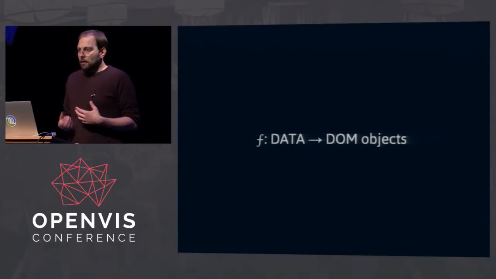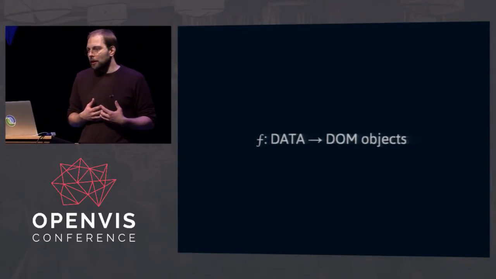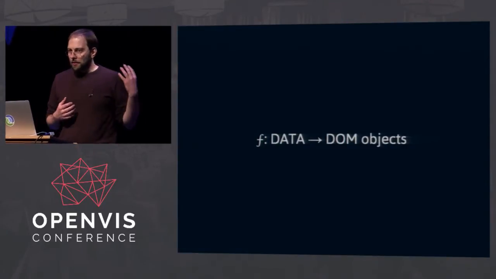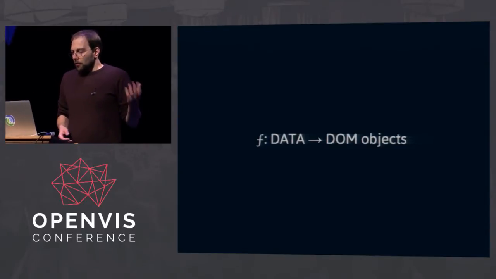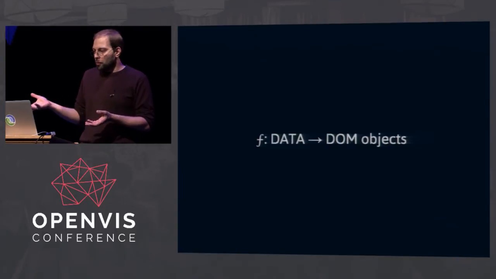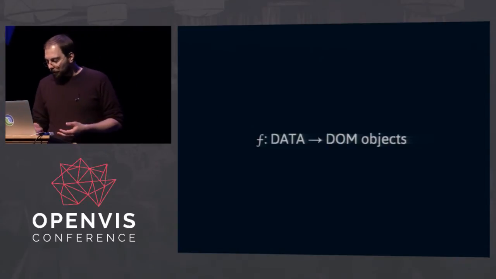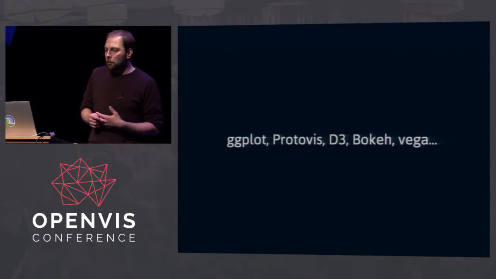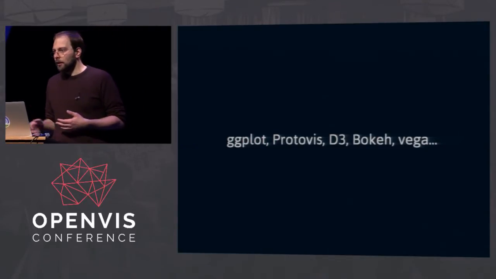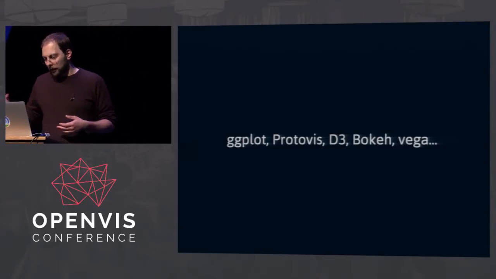And it's beautiful because it's so simple and declarative, right? So it's basically defining a function. If we are speaking about visualizations for the web, a function which maps data to DOM objects on our web page. And we know that this model works really well because there are so many implementations which have been developed so far and still are being developed, which are very successful.